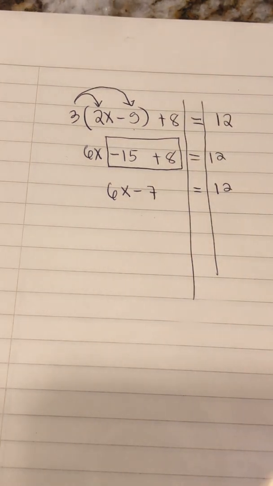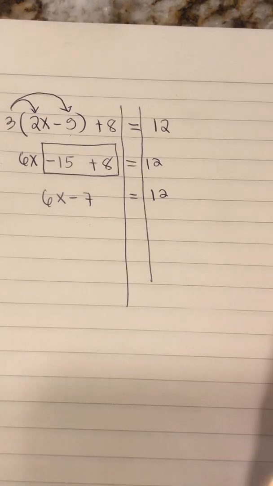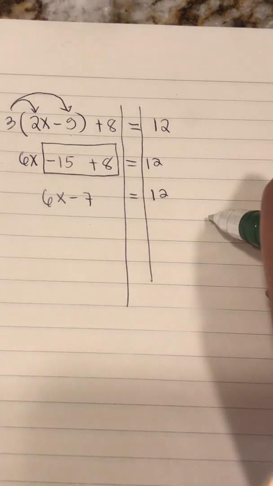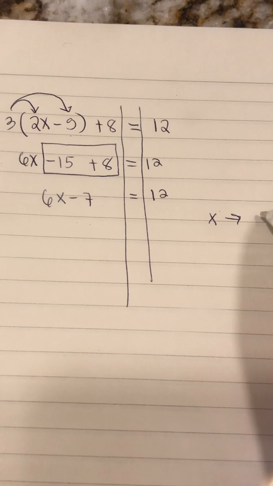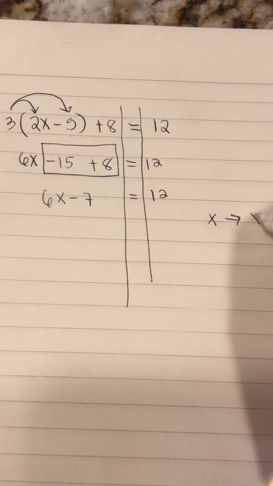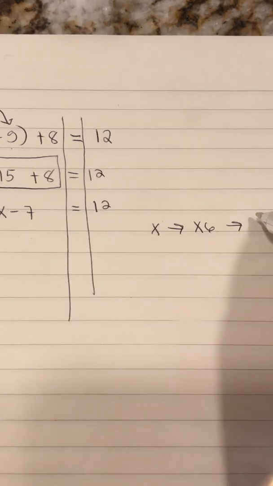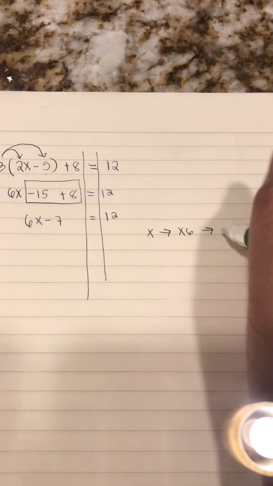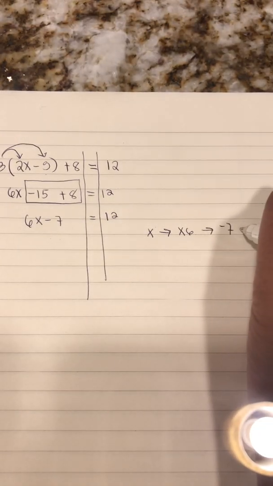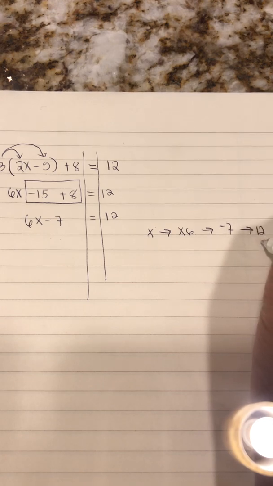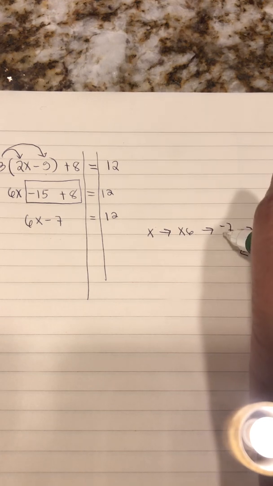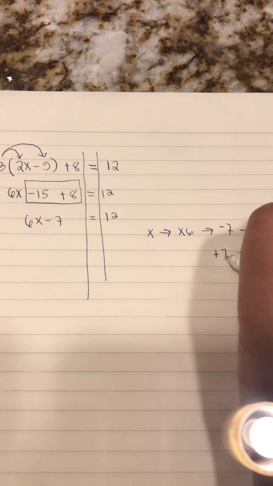Then I can do my story of x. So my story of x here is x is being multiplied by 6. And then we subtracted 7 from it. And now I end up with 12. So I'm going to put back my 7. So now plus 7.